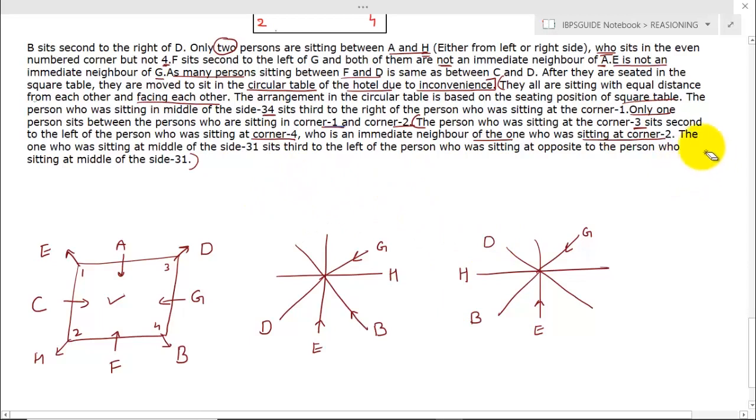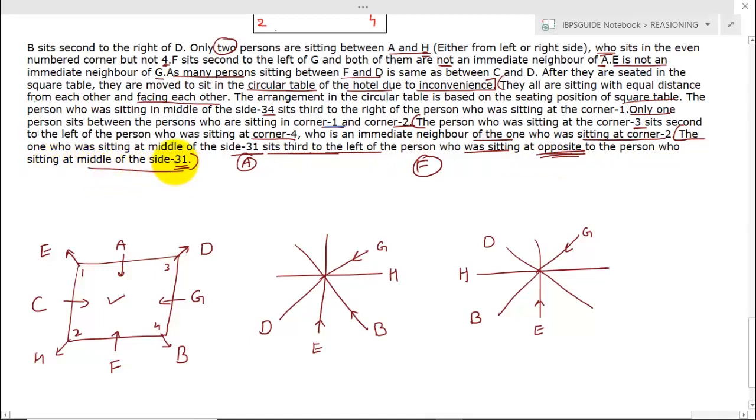Okay, no doubt. Now the last line: the one who was sitting at the middle of side 3 1, A sits third to the left of that person, or you can say the person who was sitting opposite to the person who is sitting at the middle of 3 1. So talking about A, and opposite to A, F is sitting. So he is saying that A sits third to the left of the person F, because F is the only person who is sitting opposite to the person who is sitting at the middle of 3 1.